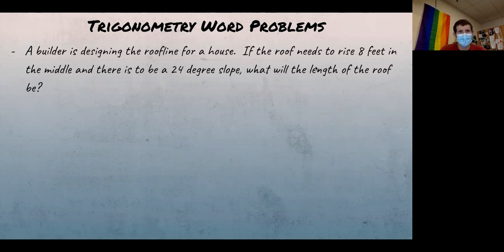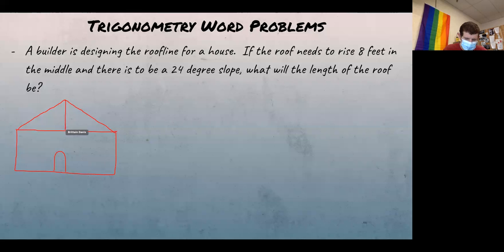Okay. Here we've got a builder designing the roof line for a house. If the roof needs to rise 8 feet in the middle and there is to be a 24-degree slope, what will the length of the roof be? All right, so let's model what's going on. A builder is building a house. There's the roof. Here's the bottom of the house. There's the front door. Now, the roof itself is made up of a triangle right here, and we're going to focus on this triangle.